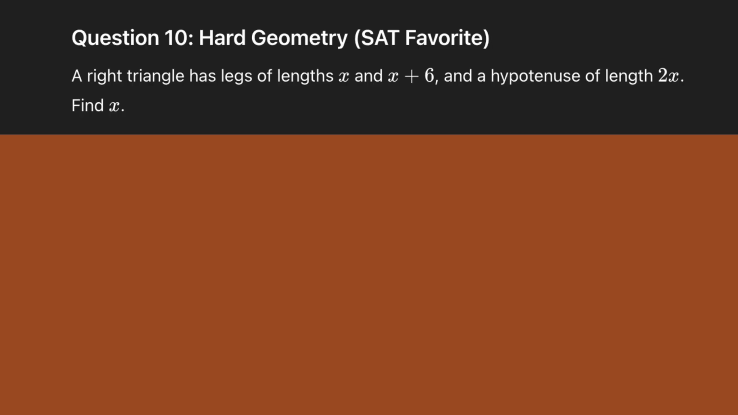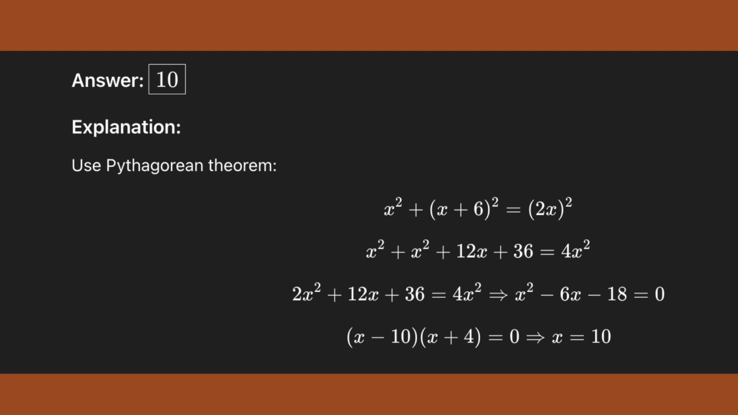Question 10, hard geometry. This is an SAT favorite. A right triangle has legs of lengths x and x plus 6, and a hypotenuse of length 2x. Find x. Take a minute to pause the video and figure out your answer. If you got 10, you are correct. All you have to do for this one is use the Pythagorean theorem. It takes a while, but it works the best for this type of problem.